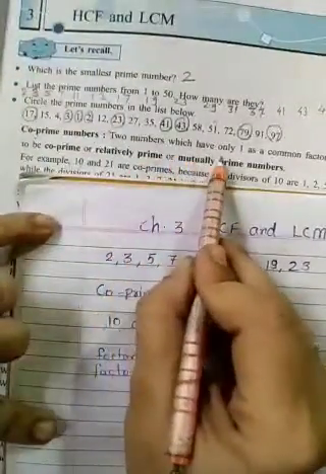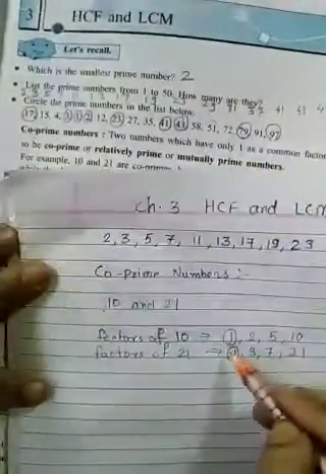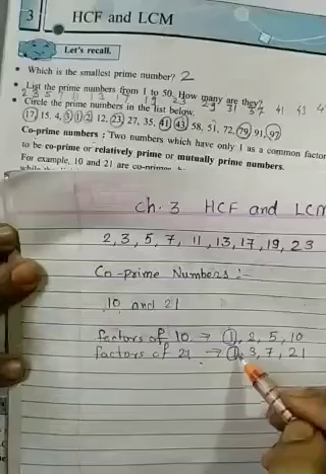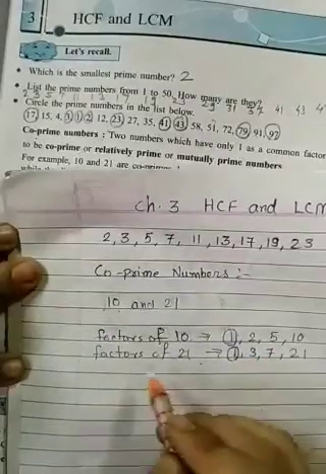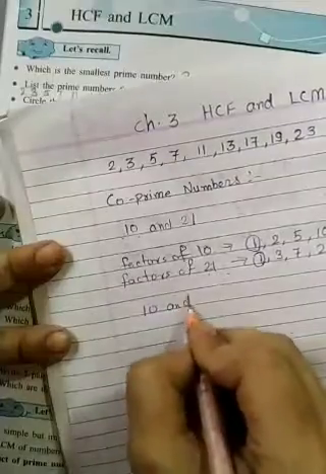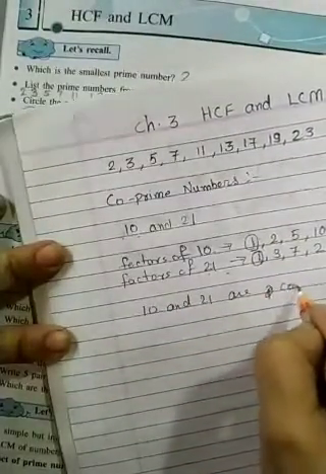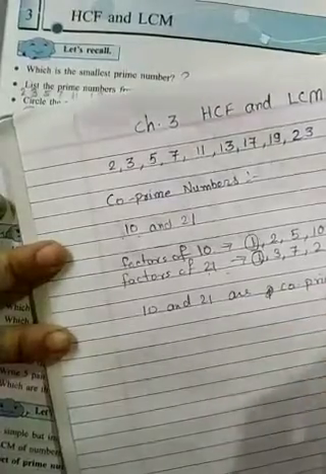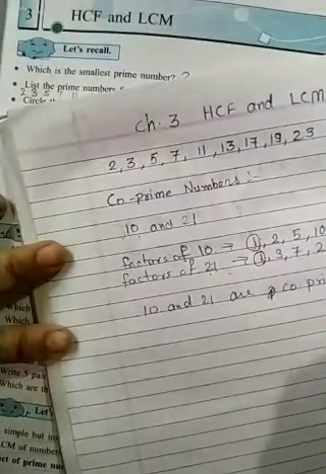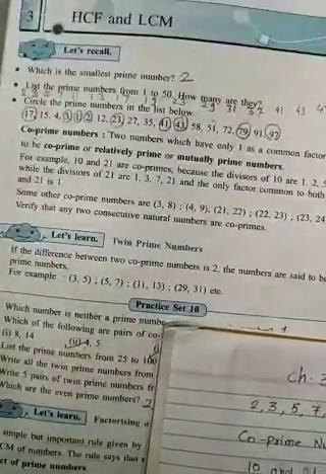Then what is our definition? Two numbers which have only one as a common factor are said to be co-prime. In these two numbers, only 1 is a common factor. That means 10 and 21 are co-prime numbers.